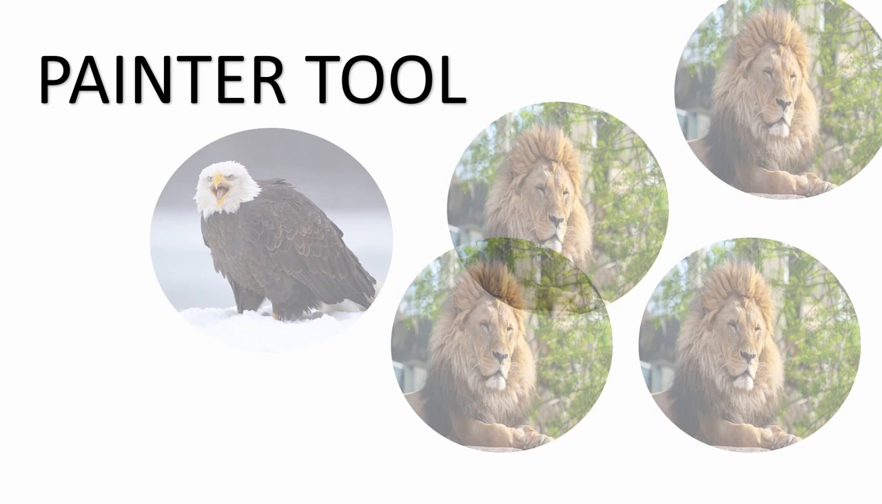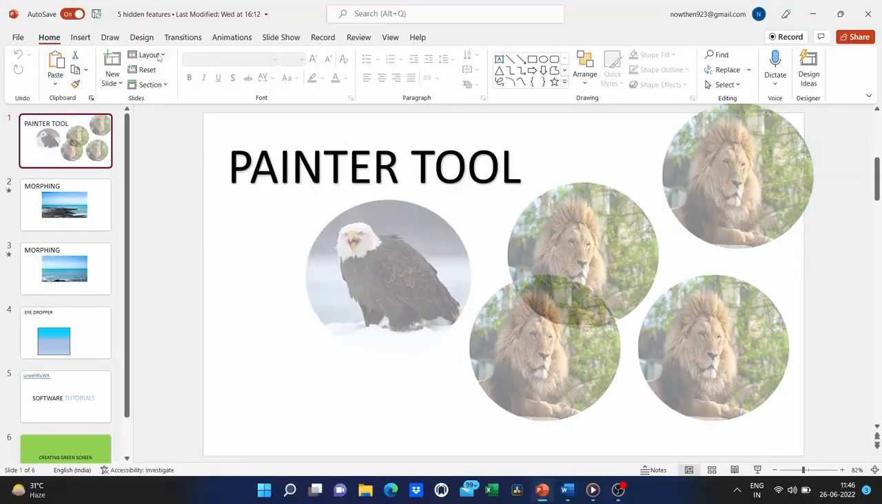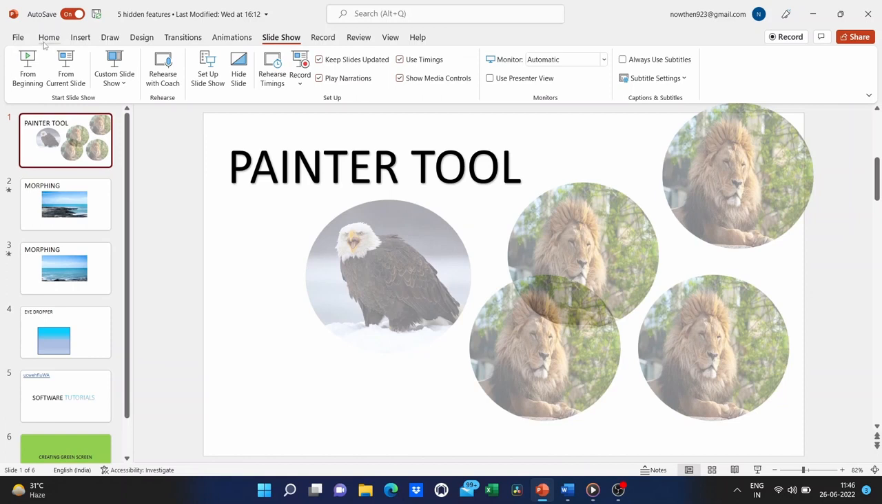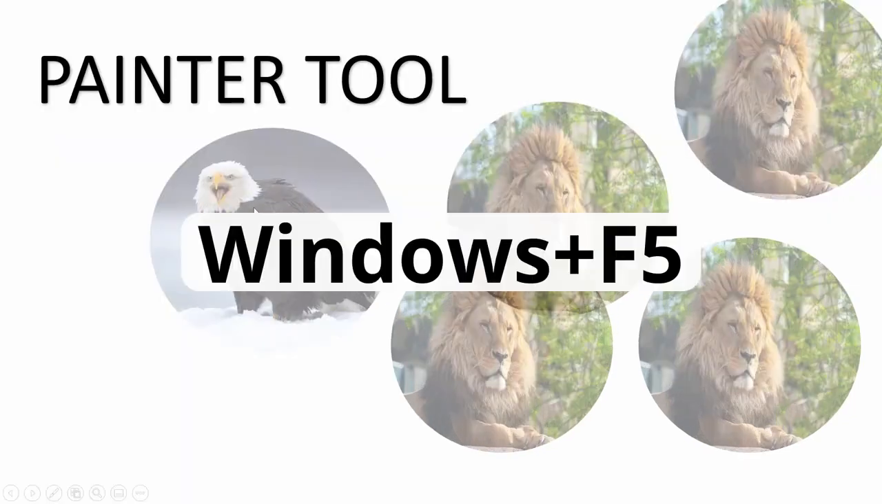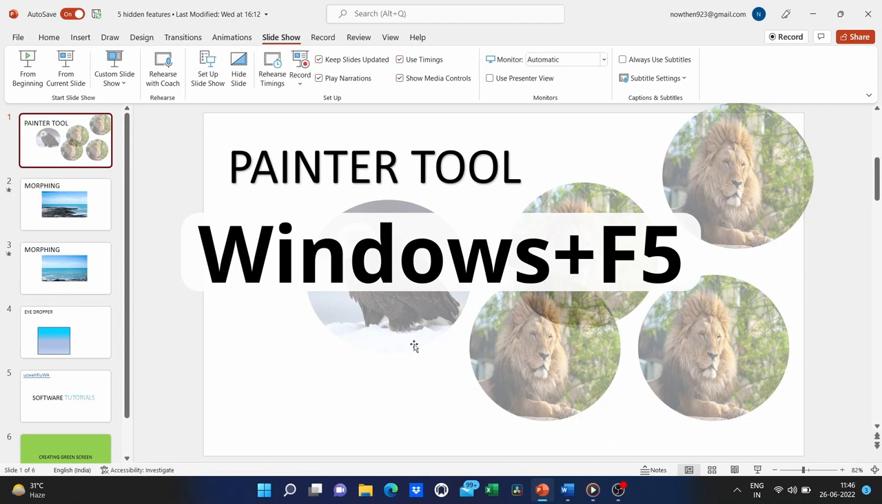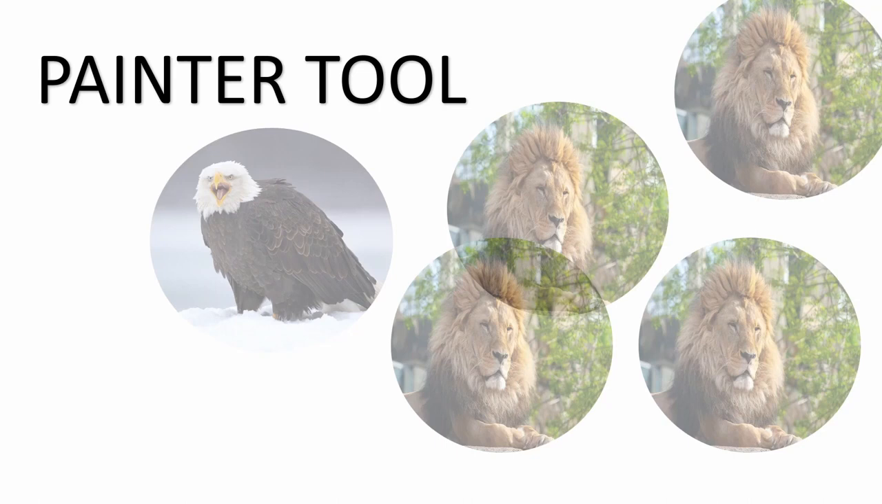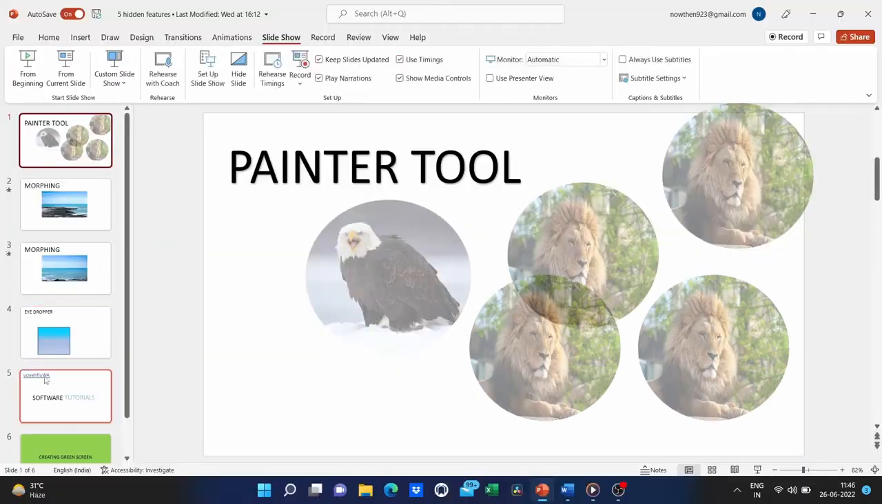Others click From Beginning under the Slide Show option up above. Both of them are effective ways to launch a slideshow, but there is a somewhat quicker way, which is to just press Windows plus F5 on top of the keyboard. If you press Windows plus F5, it should return you to the very beginning of the slideshow, regardless of the slide you are currently working on or where you are in your presentation.